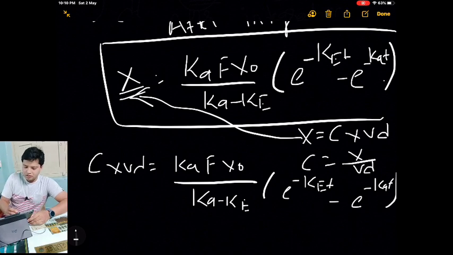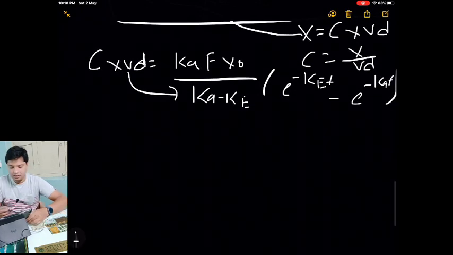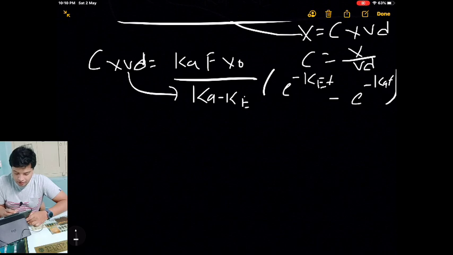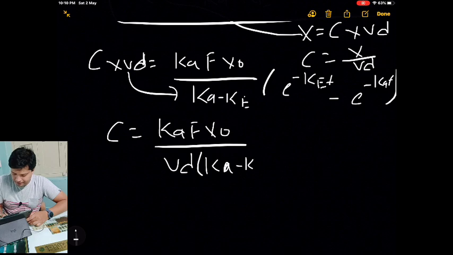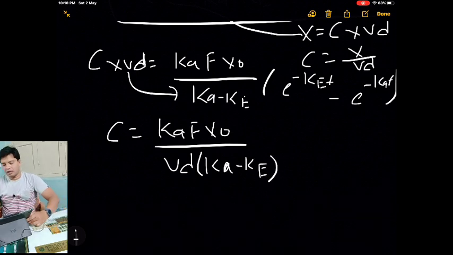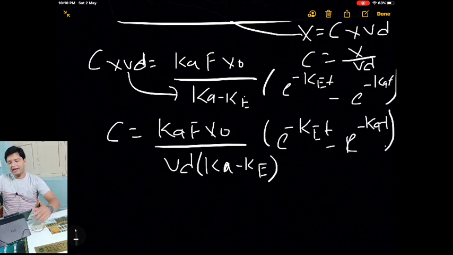Okay. So this volume of distribution you send here. So what we will get? Again this equation is being converted into concentration is equal to Ka, fraction of drug, dose of the drug divided by volume of distribution into Ka minus Ke. Capital E is overall rate constant. Okay, e to the power of minus Ket minus e to the power of minus Kat. See, this is biexponential.